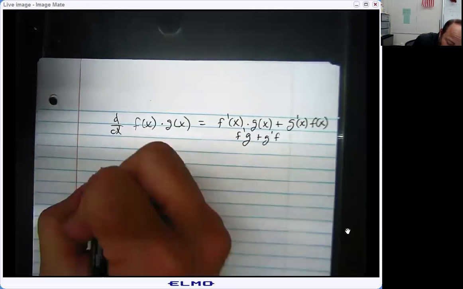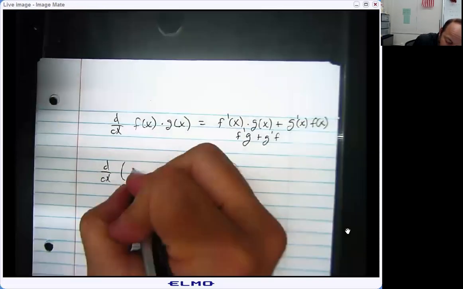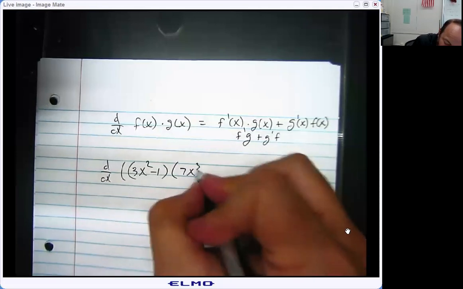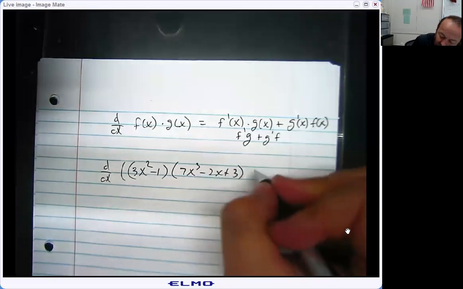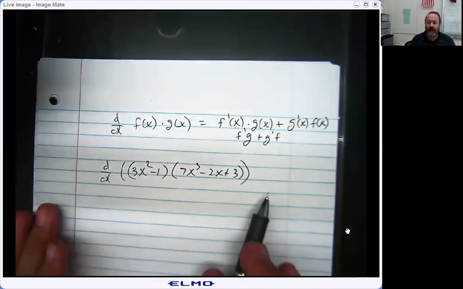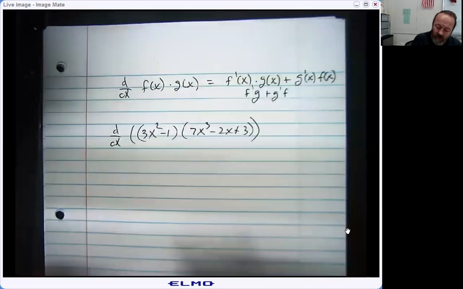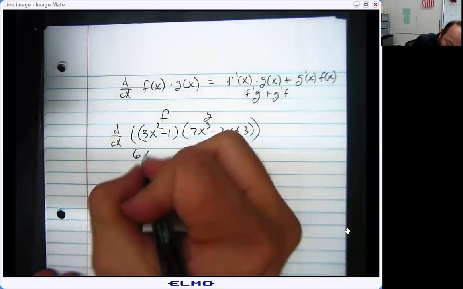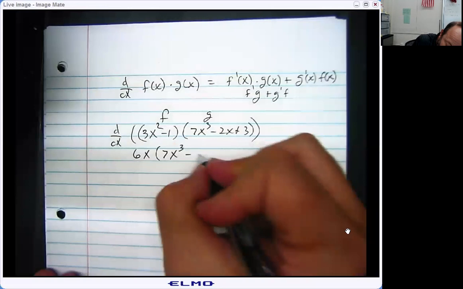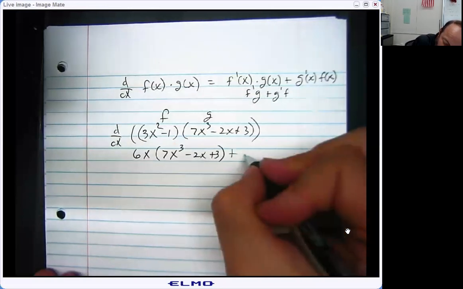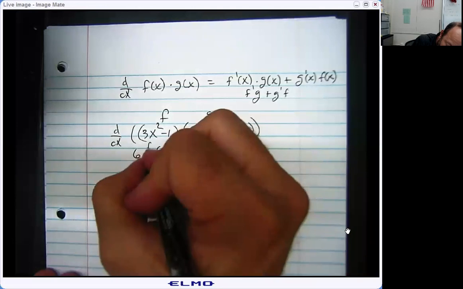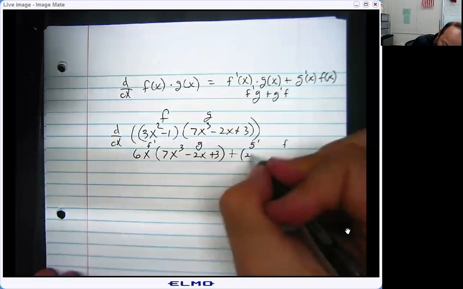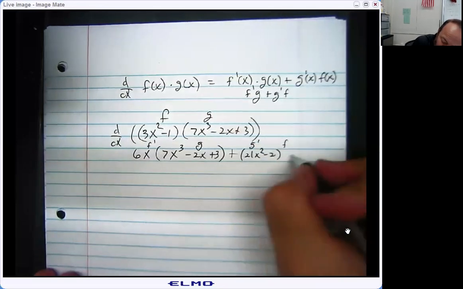So if you were asked to take the derivative of a function 3x squared minus 1 times say 7x to the third minus 2x plus 3, we have two options. One is we could distribute the whole thing out first and then take the derivative, or according to this rule, we could take f prime g plus g prime f, where g prime would be 21x squared minus 2, and f would still be this.